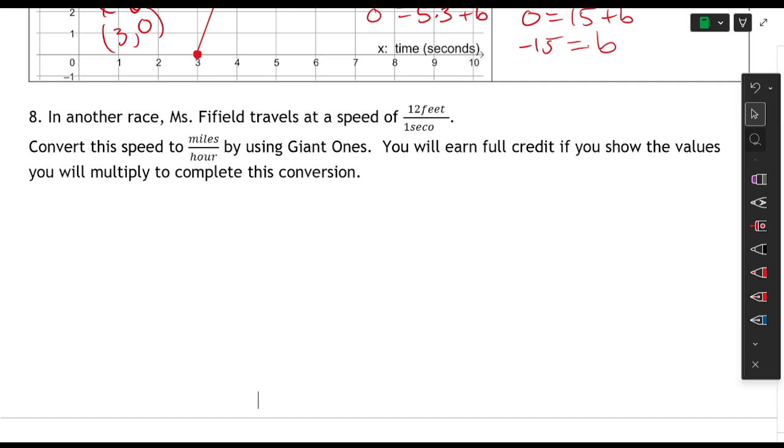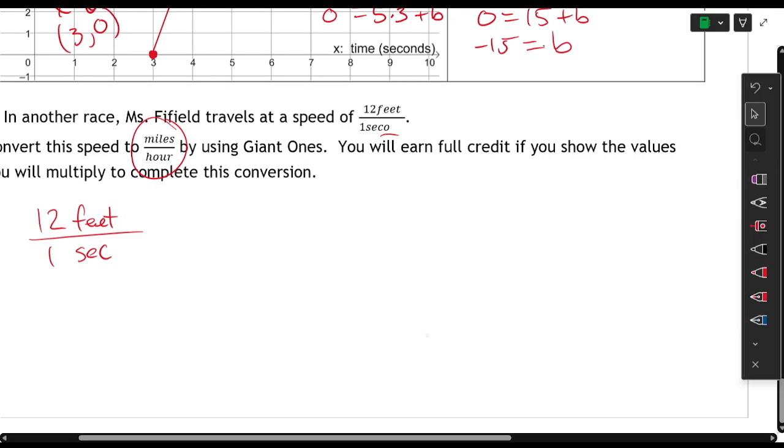She's traveling, Miss Fifield rather than another name, at 12 feet per 1 second. And we want to know what her speed is in miles per hour, and we're going to do that using giant ones. Now, that's our goal.